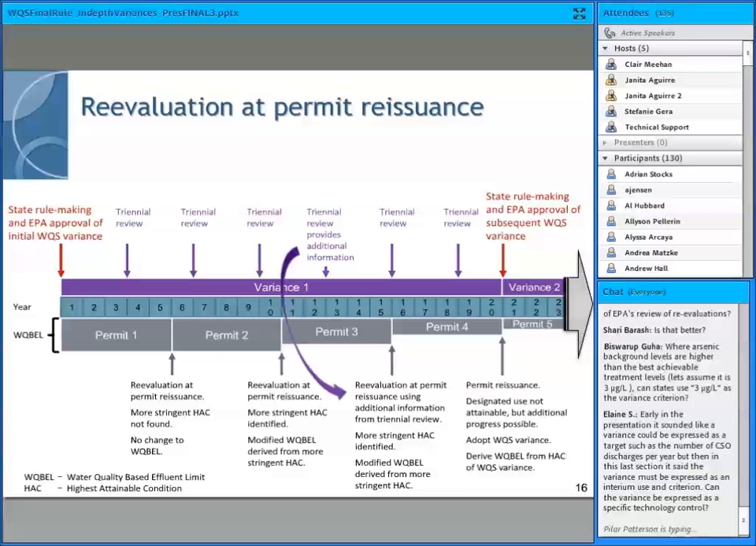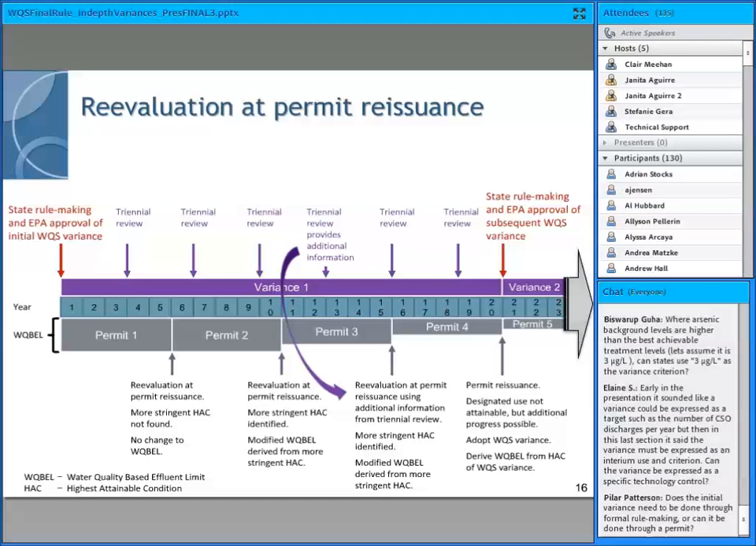This illustration represents a hypothetical scenario where a state or a tribe adopts and EPA approves a water quality standards variance with a 20-year term and a reevaluation frequency of 5 years. To make this hypothetical scenario simple, let's assume the variance applies to a single discharger for a single pollutant and starts at the beginning of the discharger's permit cycle.